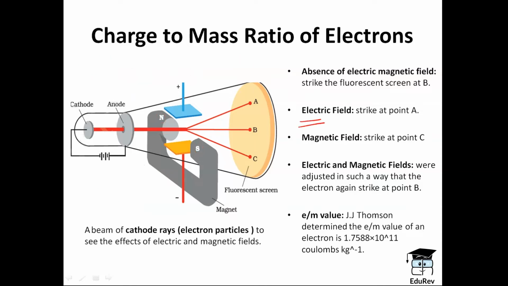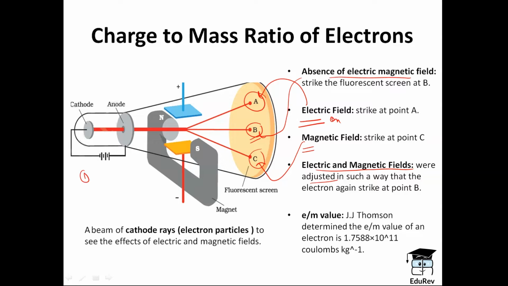When the electric field alone was turned on, the electrons strike at point A. Electric field was on, but magnetic field was off, and in that case the electrons strike at point A. When only the magnetic field was there, the electrons strike at point C. In the absence of both electric and magnetic fields, the electrons strike at position B. Also, the electric and magnetic fields were adjusted by him in such a way that the electrons again strike at point B. So there are 4 cases.